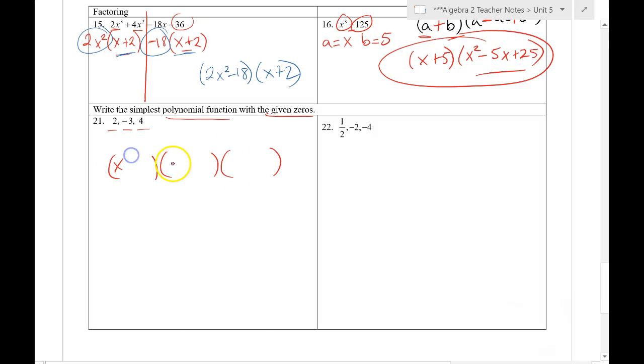And we always put an x in front. And remember, x is a liar, so we want to be able to plug in the 2 here, the negative 3 here, and the 4 here, and it should equal 0 when we do. So this would have to be negative 2, because 2 minus 2 is 0. This would have to be positive 3, because negative 3 plus 3 is 0. And this would have to be minus 4, because 4 minus 4 is 0.